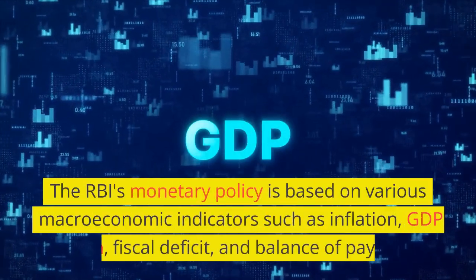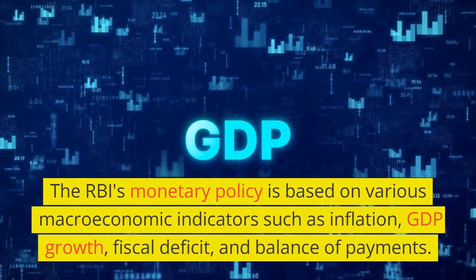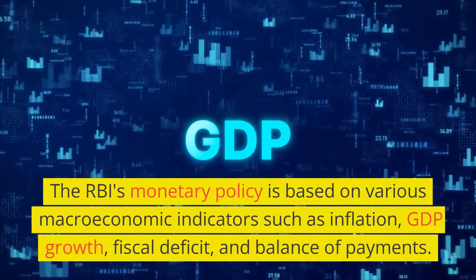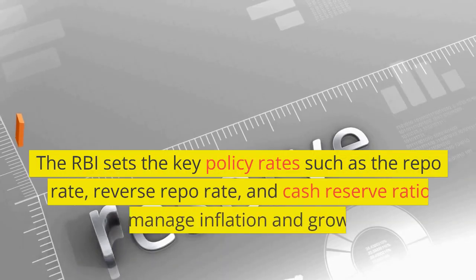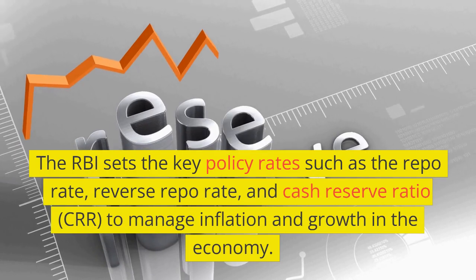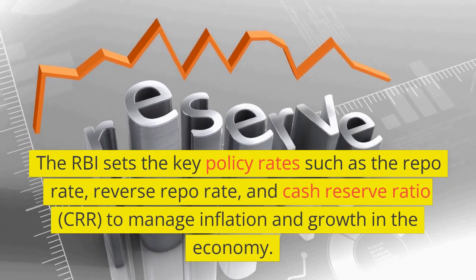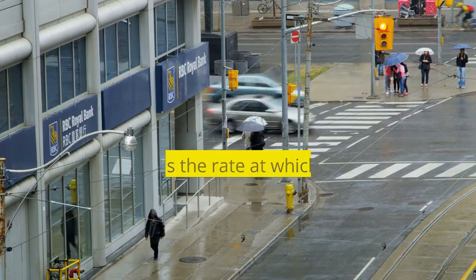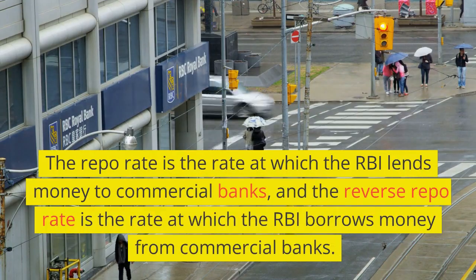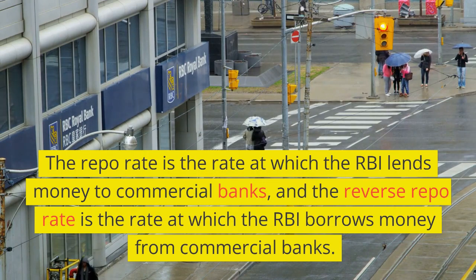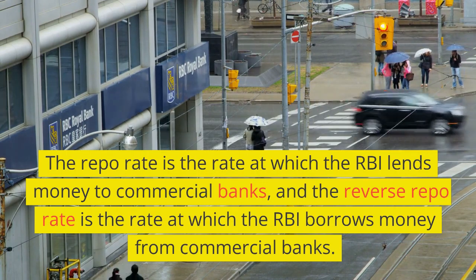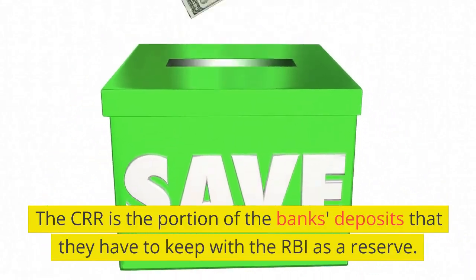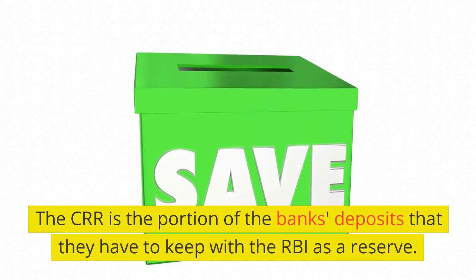The RBI's monetary policy is based on various macroeconomic indicators such as inflation, GDP growth, fiscal deficit, and balance of payments. The RBI sets the key policy rates such as the repo rate, reverse repo rate, and cash reserve ratio, CRR, to manage inflation and growth in the economy. The repo rate is the rate at which the RBI lends money to commercial banks, and the reverse repo rate is the rate at which the RBI borrows money from commercial banks. The CRR is the portion of the bank's deposits that they have to keep with the RBI as a reserve.